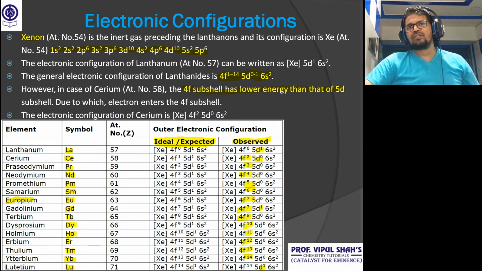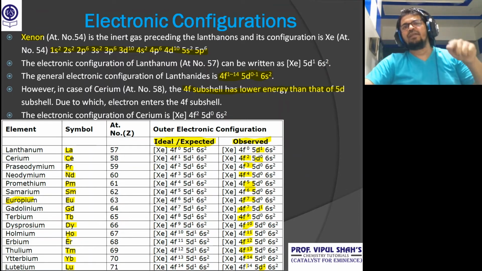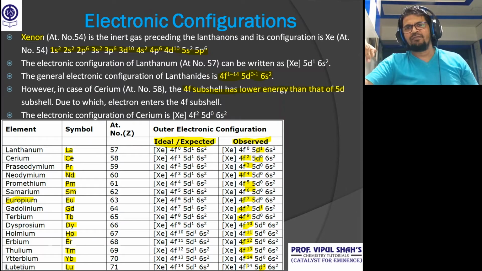So if you observe, the d1 appears in only three places. In La, where it is 5d1 and 4f was 0, so empty. Then 5d1 comes again in gadolinium, where 4f7 is half filled. And again 5d1 comes in lutetium, where 4f is 14, completely filled. So empty, half filled and completely filled orbitals: that's when we have the d1 configuration.